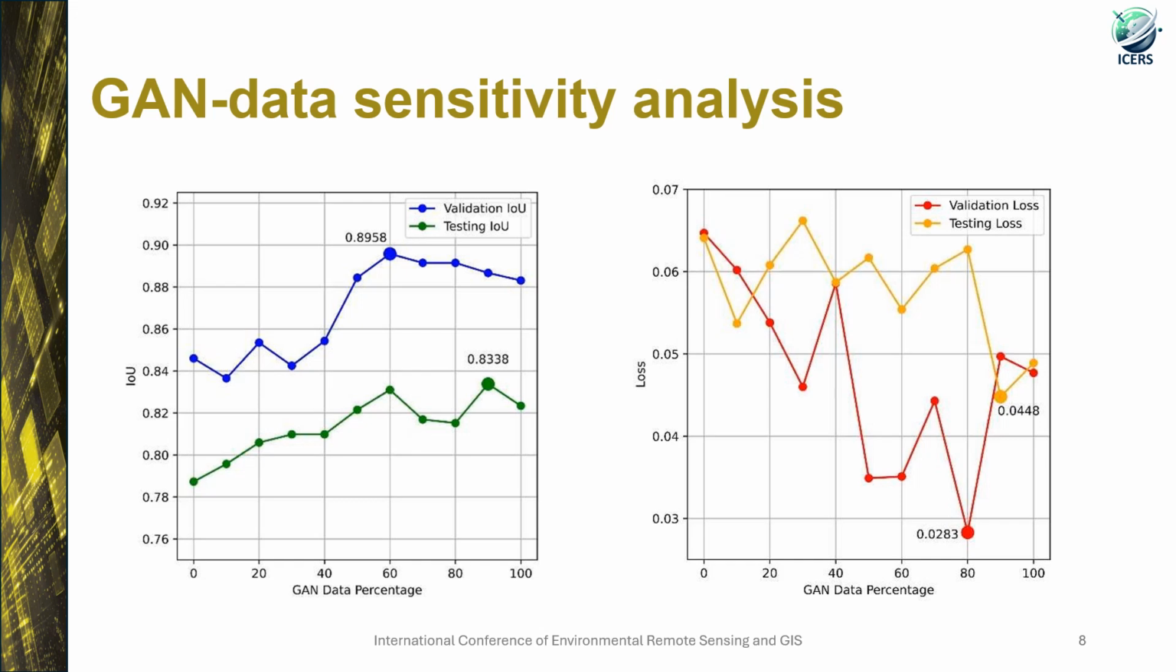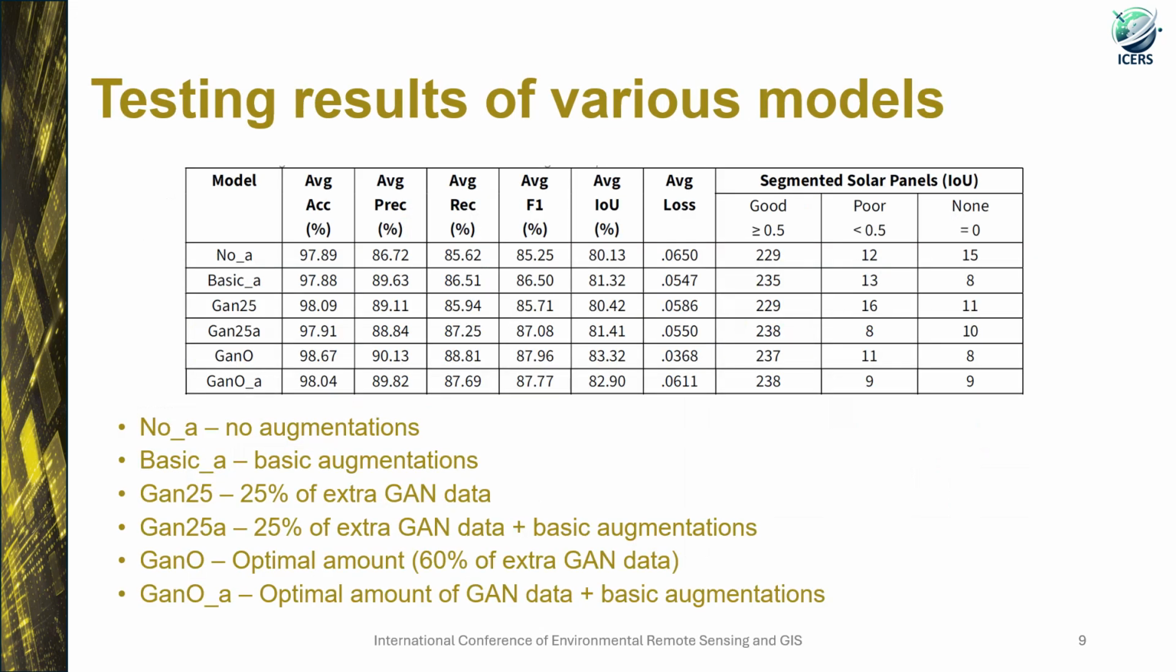Because the criteria used for determining the best performing variation of the model was validation intersect over union, in this case, 60% was selected as the best number of GAN-generated images to use for appending the original training data. Overall, 6 models were trained and tested, one without augmentations of any kind, one with classic augmentations, one with 25% of extra GAN data, then one with extra basic augmentations, and with the optimal amount of extra data, 60%, as well as basic augmentations. Compared to the baseline model, no augmentations, the model GAN optimal displayed improvements across all metrics.